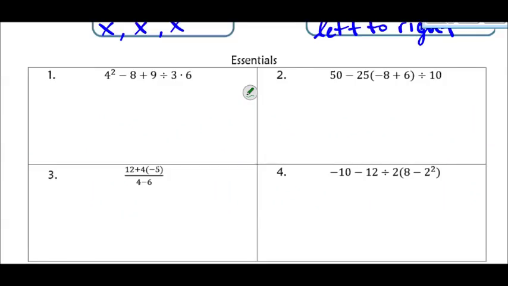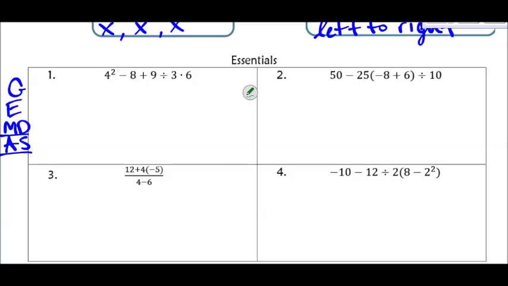Okay, so you always want to use GEMDAS, and actually it might be helpful to write it down the side of your paper, and just kind of use it as a checklist. I'm putting the M and the D next to each other, and the A and the S next to each other, just to make sure that I'm doing those from left to right. Whatever I see first, really, if I have to decide between multiplication and division, I just work left to right. Same thing with addition and subtraction.